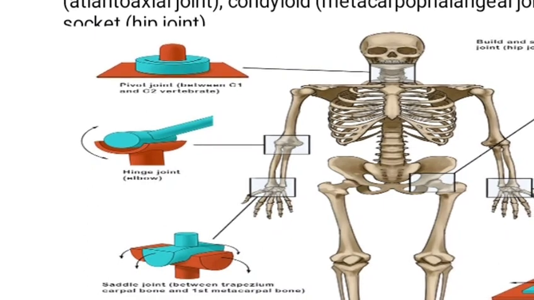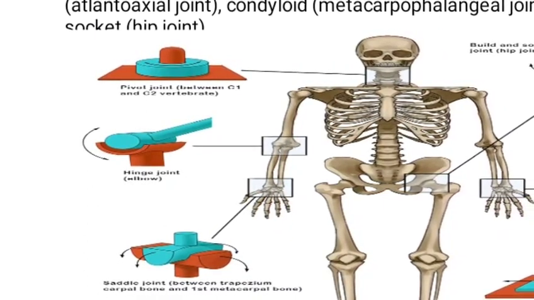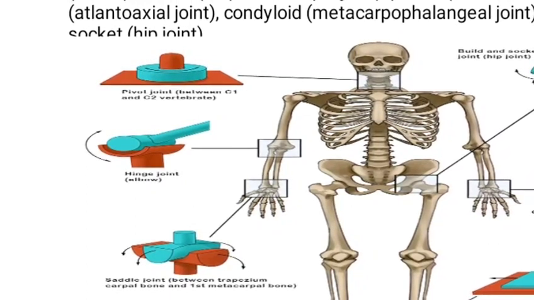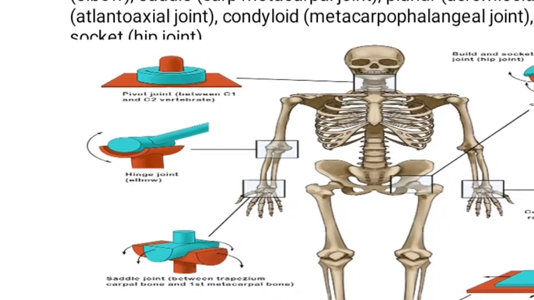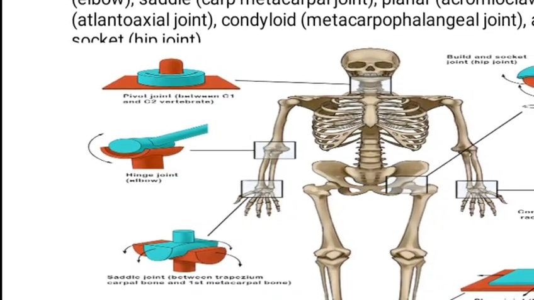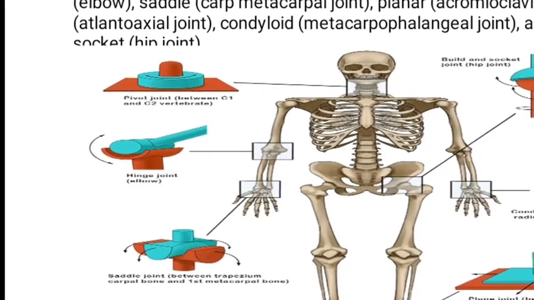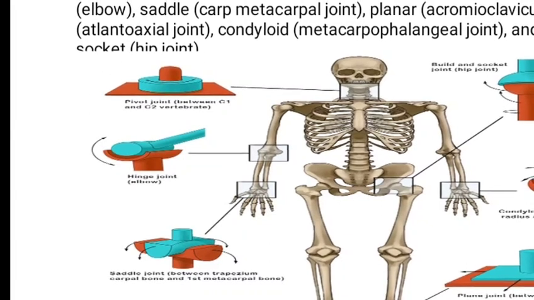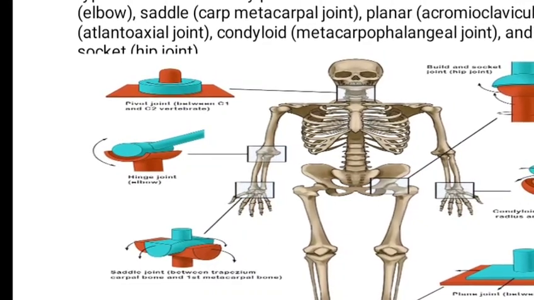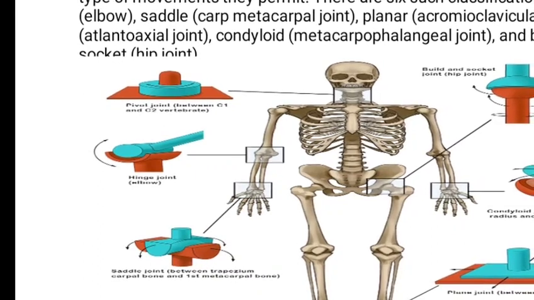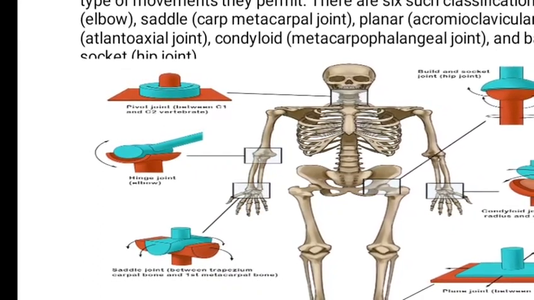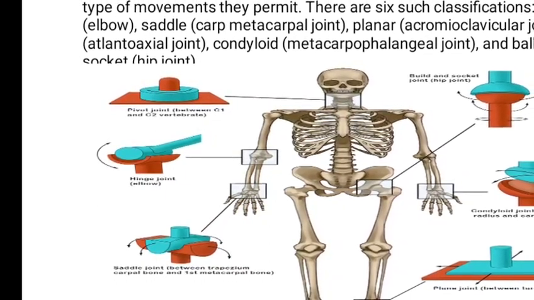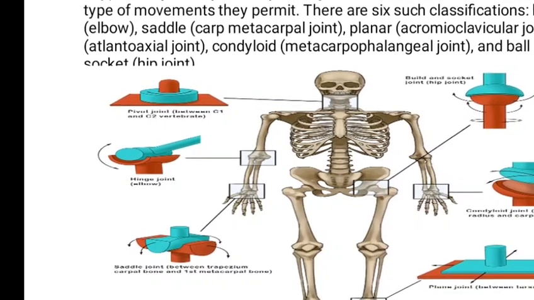Question number 8. Example of synovial joint. A synovial joint is the type of joint found between bones that move against each other, such as the joints of the limbs: shoulder joint, hip joint, elbow joint, knee joint. Characteristically, it has a joint cavity filled with synovial fluid. So that is called synovial joints. There are 6 types of synovial joints.